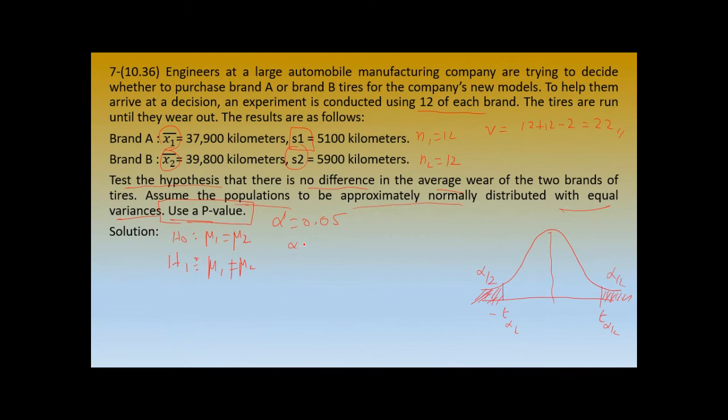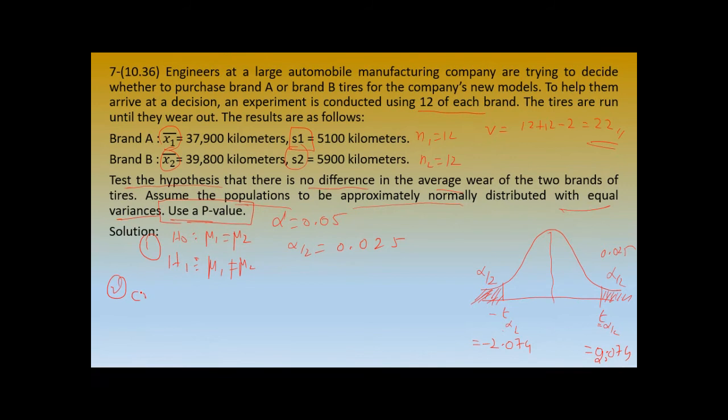What is alpha over 2? Alpha over 2 is 0.025, and degrees of freedom is given here, 12. For this degrees of freedom and alpha over 2, what is the t value from the table? That leaves area to the right of t as 0.025. The same t value can be written on the negative side. So from the table we will find t is 2.074. Therefore the same value here in negative, 2.074.